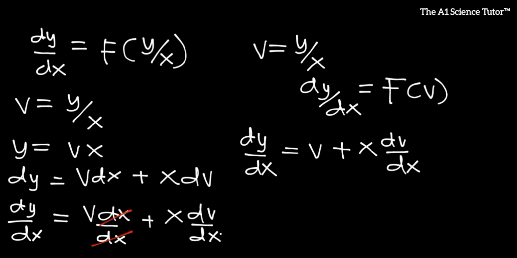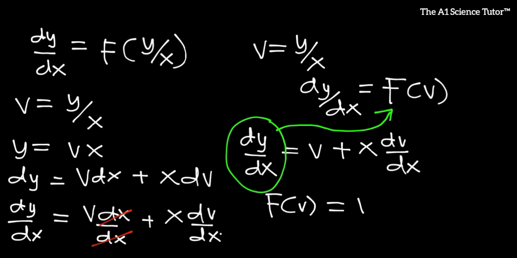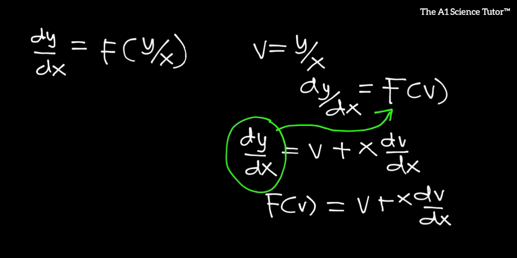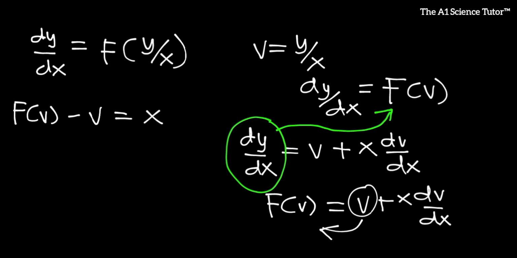Now we already know that dy/dx is the same thing as f of v, right? So I'm just going to replace that with f of v. So this is going to be v plus x dv/dx. Now next up, I need to take v to the other side. So this is going to come in this form. This will be f of v minus v, and that will be x multiplied by dv/dx.